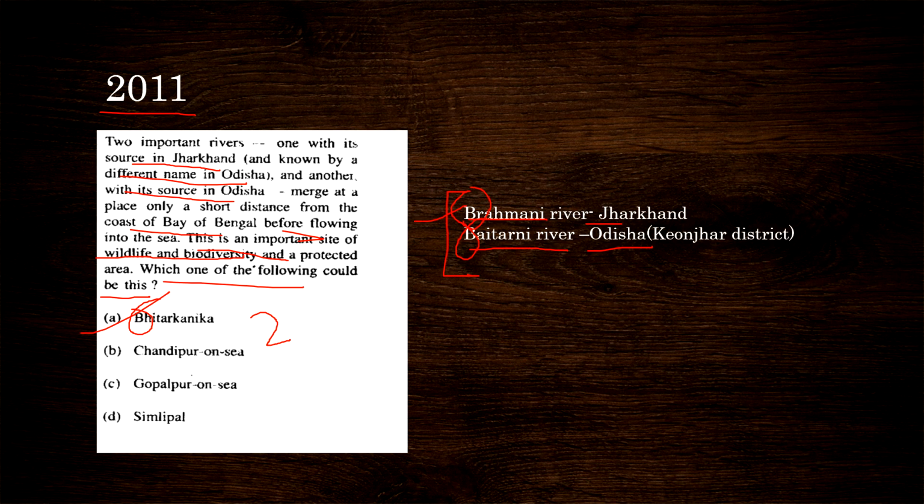Now read about Simlipal, read about Gopalpur on Sea, and Chandipur on Sea. If we have done these options of 2011, then the question in 2017 could have been cracked. Chandipur is where the seashore line recedes twice a day. This was the question in 2017, and the correct answer was Chandipur on Sea. So that is how previous year questions help us in eliminating options or solving the question.